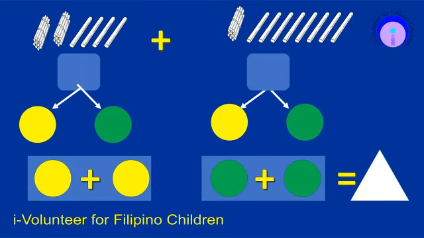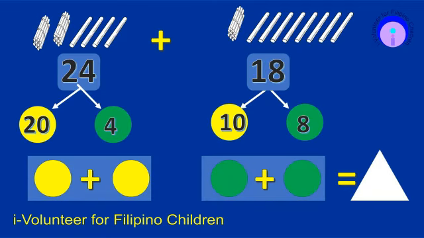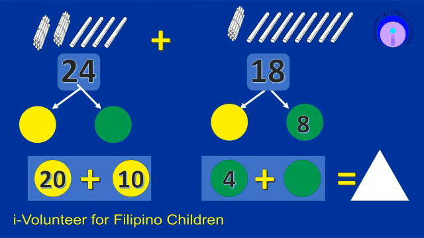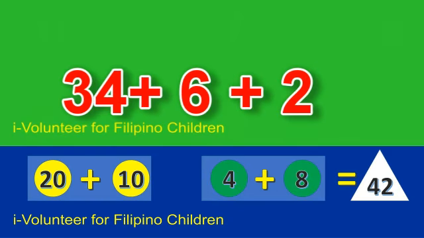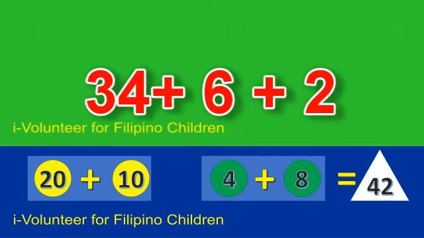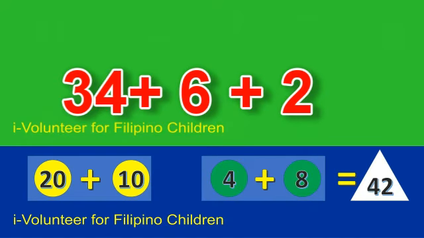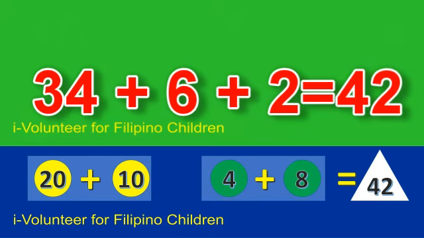Here's another example. Let's add 24 and 18. We expanded 24 as 20 and 4, 18 as 10 and 8. Let us now calculate the 10s. 20 plus 10 is equal to 30. Plus 4 is equal to 34. Plus 8 is equal to 42. It may also be computed by finding the complement of 34 to make it 40. Therefore, 34 plus 6 plus 2 is equal to 42.